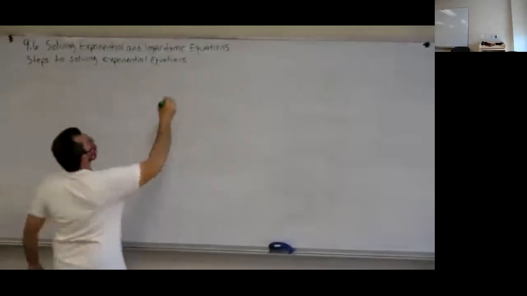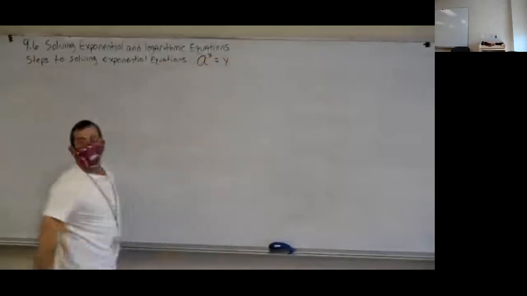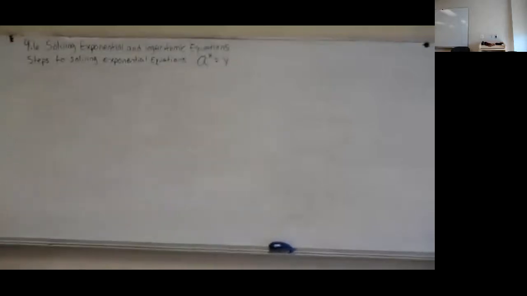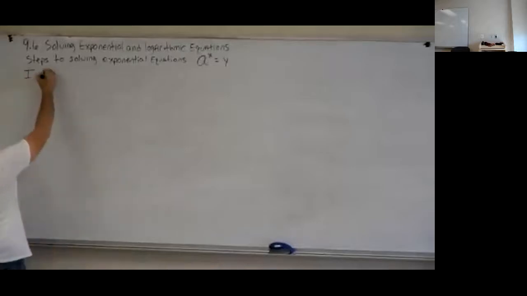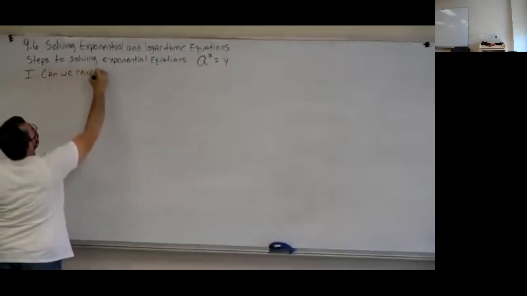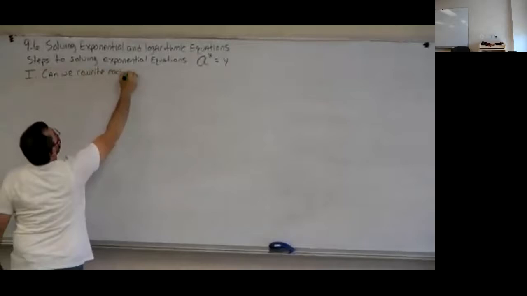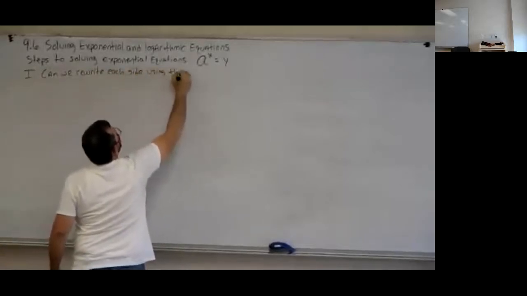Your exponential equations are the ones that look like a to the x equals y. The variable is the actual exponent on these, okay? So, first thing you want to happen, hopefully, is that you can rewrite each side using the same base. So can we rewrite each side using the same base?